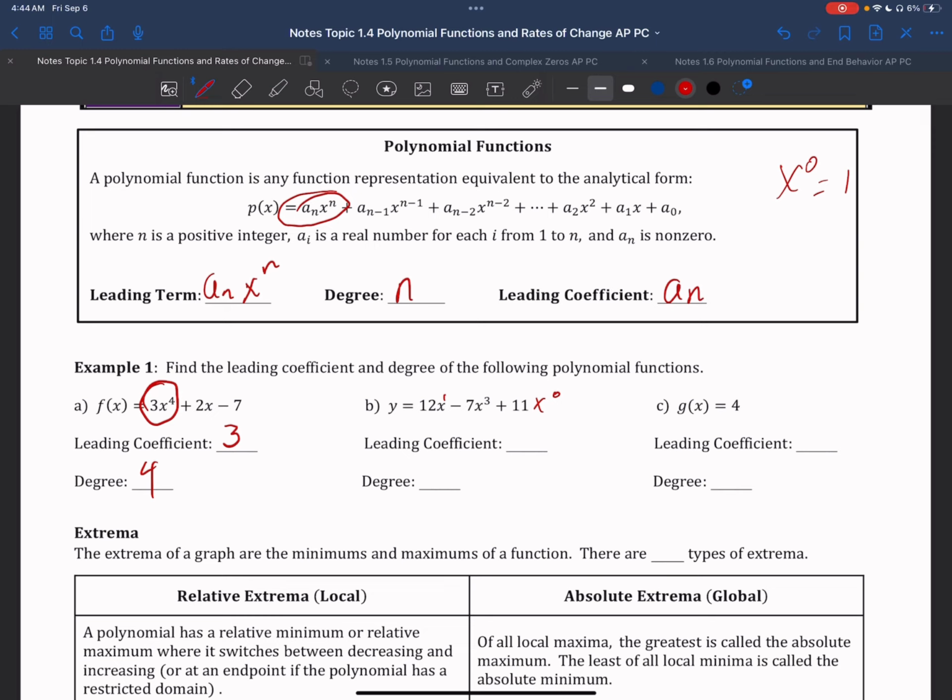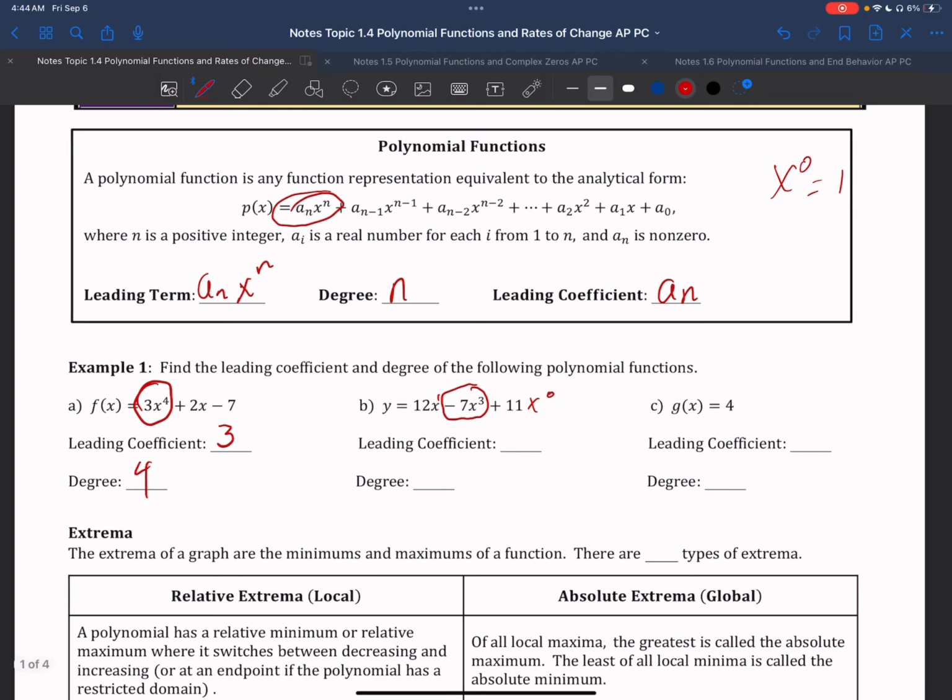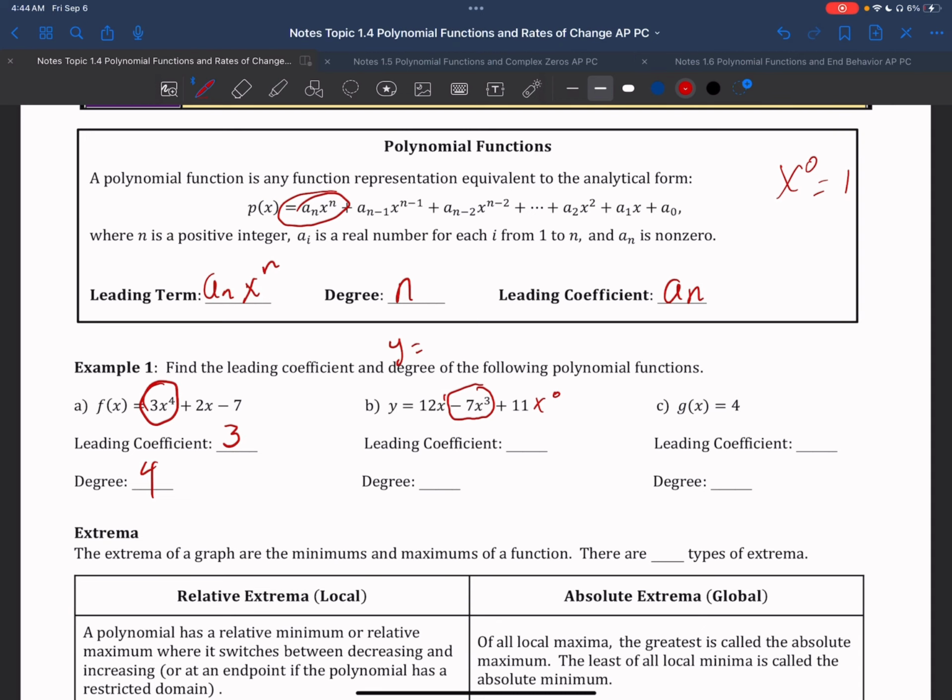When I look at the exponents, I have 1, a 3, and a 0. The largest one will be 3, so this will be my leading term. If I want to rewrite my equation in descending order for exponents, I'm going to do negative 7x cubed plus 12x plus 11. So this is my leading term. I can use the leading term to get my degree, which in this case is 3. And then I can get my leading coefficient, which is negative 7.